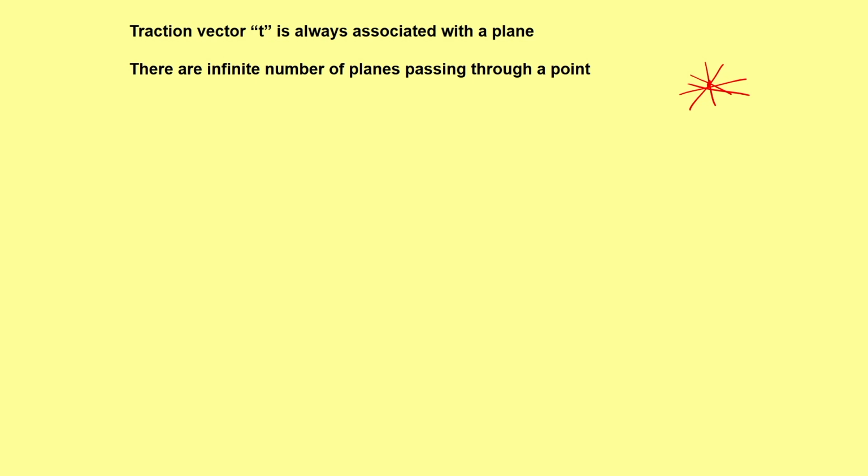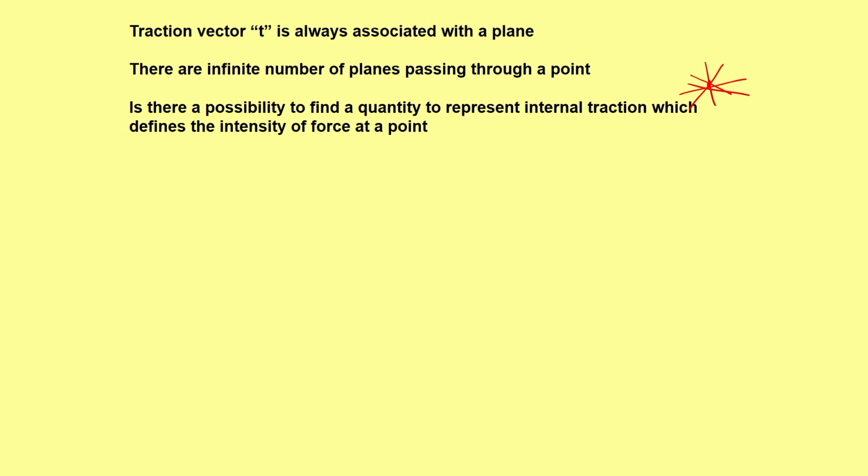Now, we can see that the traction vector t is always associated with a plane. The problem is there are an infinite number of planes passing through the point. So, if you consider a point here, you have different possibilities of planes. Now, if traction vector t is associated with a plane, which plane are we going to consider? So, this is not a proper proposition.